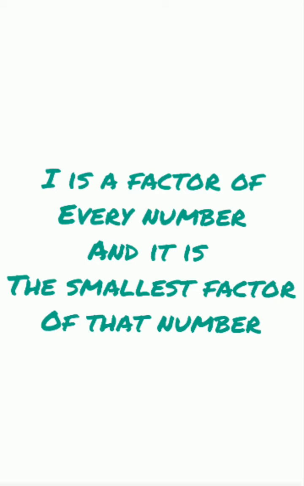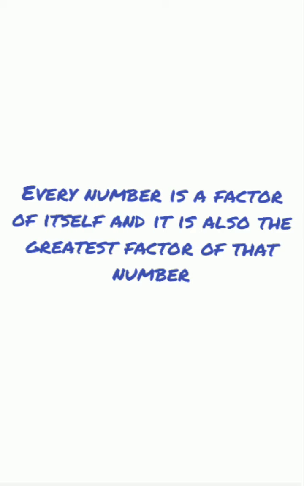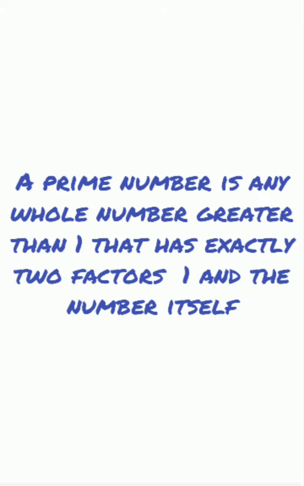And we learned that 1 is a factor of every number and it is also the smallest factor of that number. And every number is a factor of itself and it is also the greatest factor of that number. And after that we learned what is meant by prime numbers. So a prime number is a whole number greater than 1 that has exactly 2 factors, 1 and the same number itself.